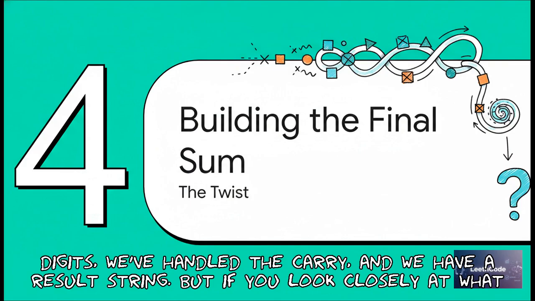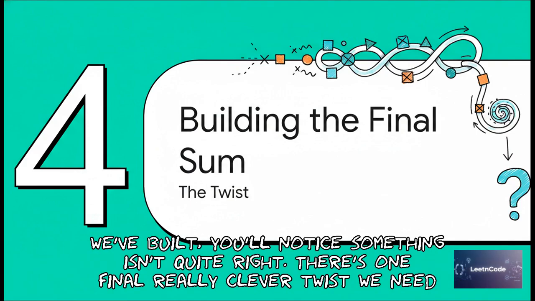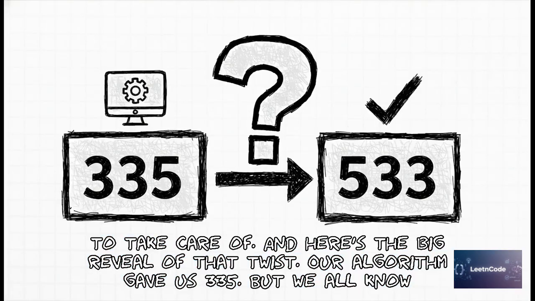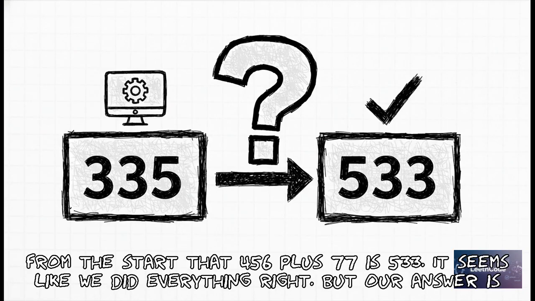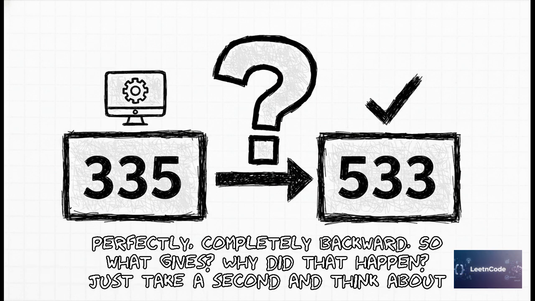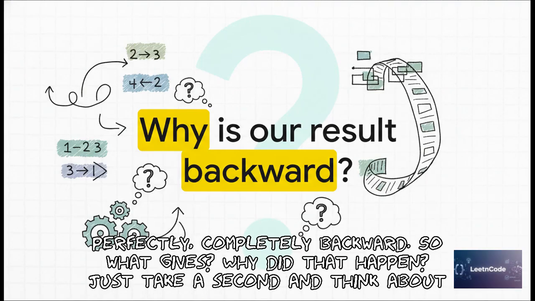But if you look closely at what we've built, you'll notice something isn't quite right. There's one final really clever twist we need to take care of. And here's the big reveal of that twist. Our algorithm gave us 335. But we all know from the start that 456 plus 77 is 533. It seems like we did everything right, but our answer is perfectly, completely backward. So what gives? Why did that happen?